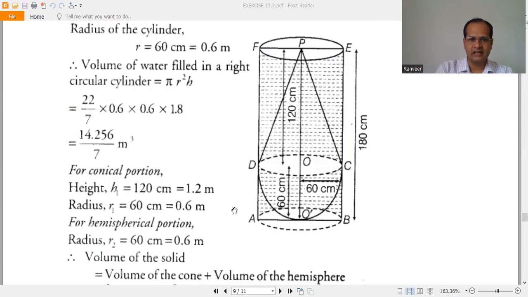This is the cylinder. Now, in this cylinder, this is the cone and this is the hemisphere. First of all, we have to find the volume of the cylinder, which is nothing but the total water filled in the cylinder. After that, we have to find the volume of the solid, that is the combination of the cone and hemisphere. Then how much water actually flows out due to putting this solid inside the cylinder. So first we subtract from the volume of the cylinder the volume of the combination of the solid. This is the basic concept.